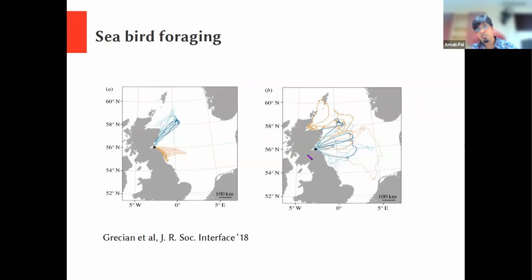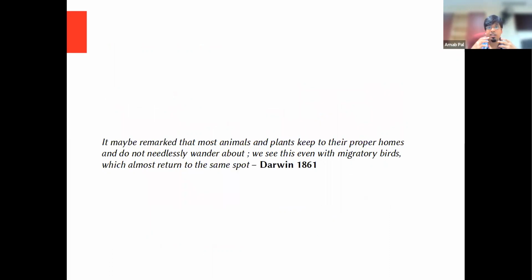On the right-hand side, you see immature gannets, and as you can see, their excursion paths are way longer. But at the end of the day, it seems that they all come back home. This should not be very surprising, because it was remarked by Darwin long ago that most animals and plants keep to their proper homes and do not needlessly wander about. We see this even with migratory birds, which almost return to the same spot.